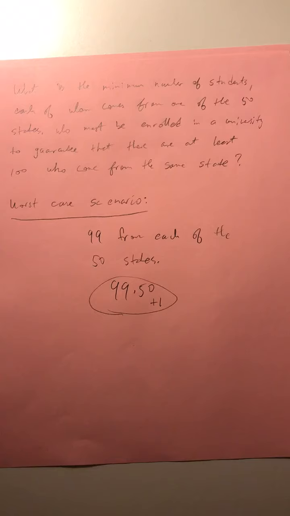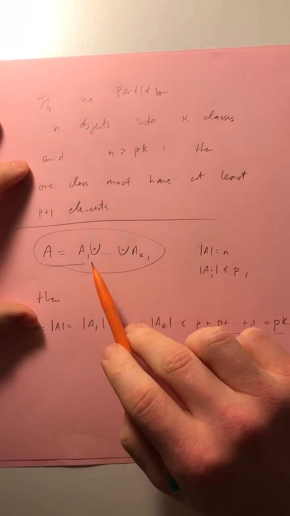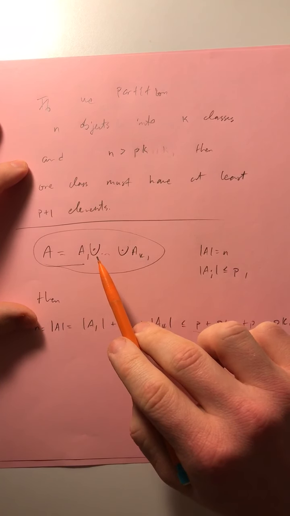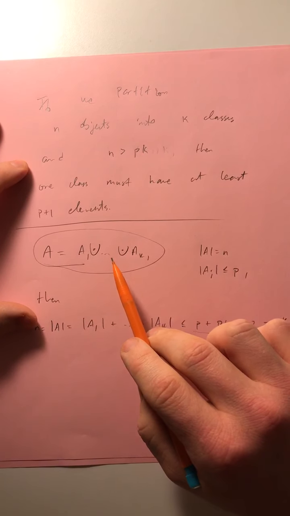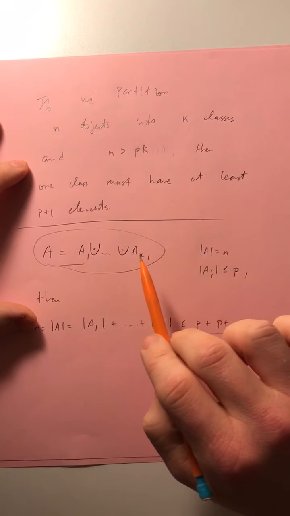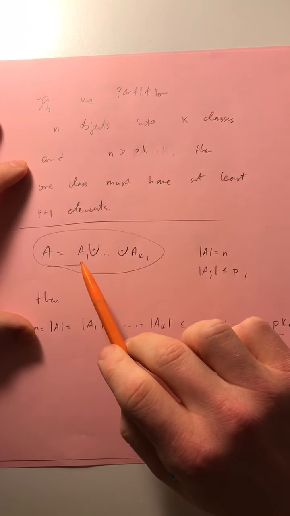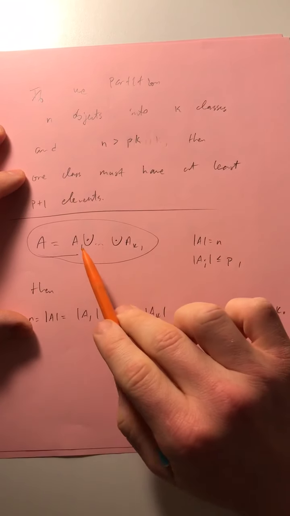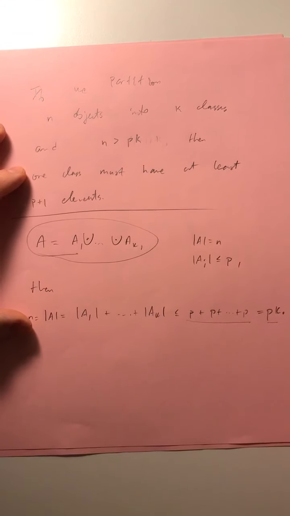Again, it's the exact same computation from the previous page. So let's say k equals 50. So A1 is the set of students from Alabama, and A2 is the set of students from Alaska, and A3 is the set of students from Arkansas. And so each of the 50 sets consists of the students enrolled from that state. And if I have 99 times 50 plus 1 students, then it's not possible for all of the classes to have at most 99. At least one of them has to have 100.